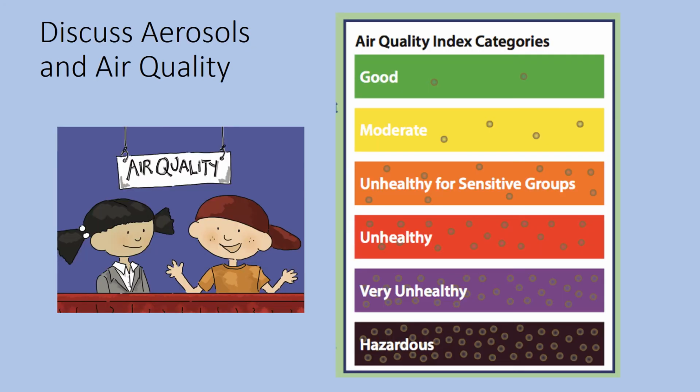So after the student groups have shared out their results, you can then tie this into a discussion about aerosols and air quality. And you can use this image that was taken from the What's Up in the Atmosphere storybook and talk about how perhaps when there are higher levels of aerosols in the air, that may be unhealthy for sensitive groups, such as those with asthma, and then how when there are lower levels of aerosols in the air, that can be better for people.